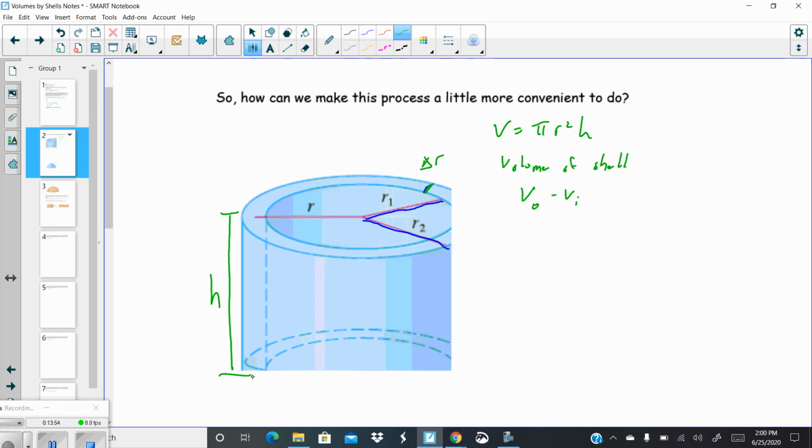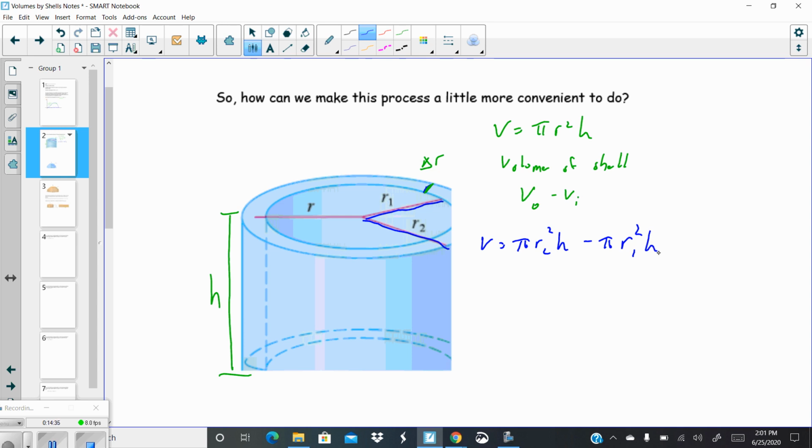Okay, so let's go ahead and develop how we're actually going to be able to find this thing. The first thing is, if we have a cylindrical shell, the volume of the entire shell is going to be pi times the outside radius, which is R2, squared, times the height. That's going to give you the volume of the entire thing as if it was a solid cylinder, no hole taken out of it. But we want to take the hole out of it, so that's going to be subtracting pi times the inner radius, which is R1, squared, times the height.